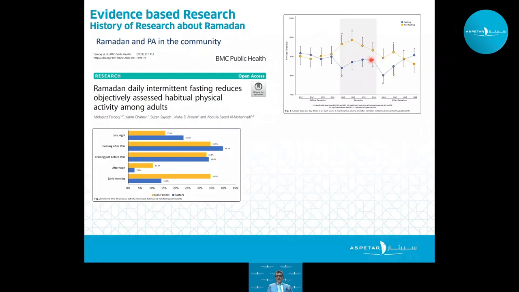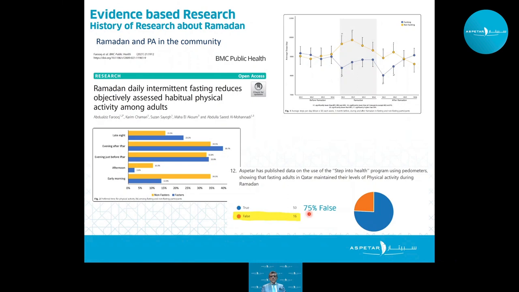And here, you had 75% of false responses because you thought that during Ramadan the physical activity was maintained, which is wrong. As you see here, it decreased in the fasters.